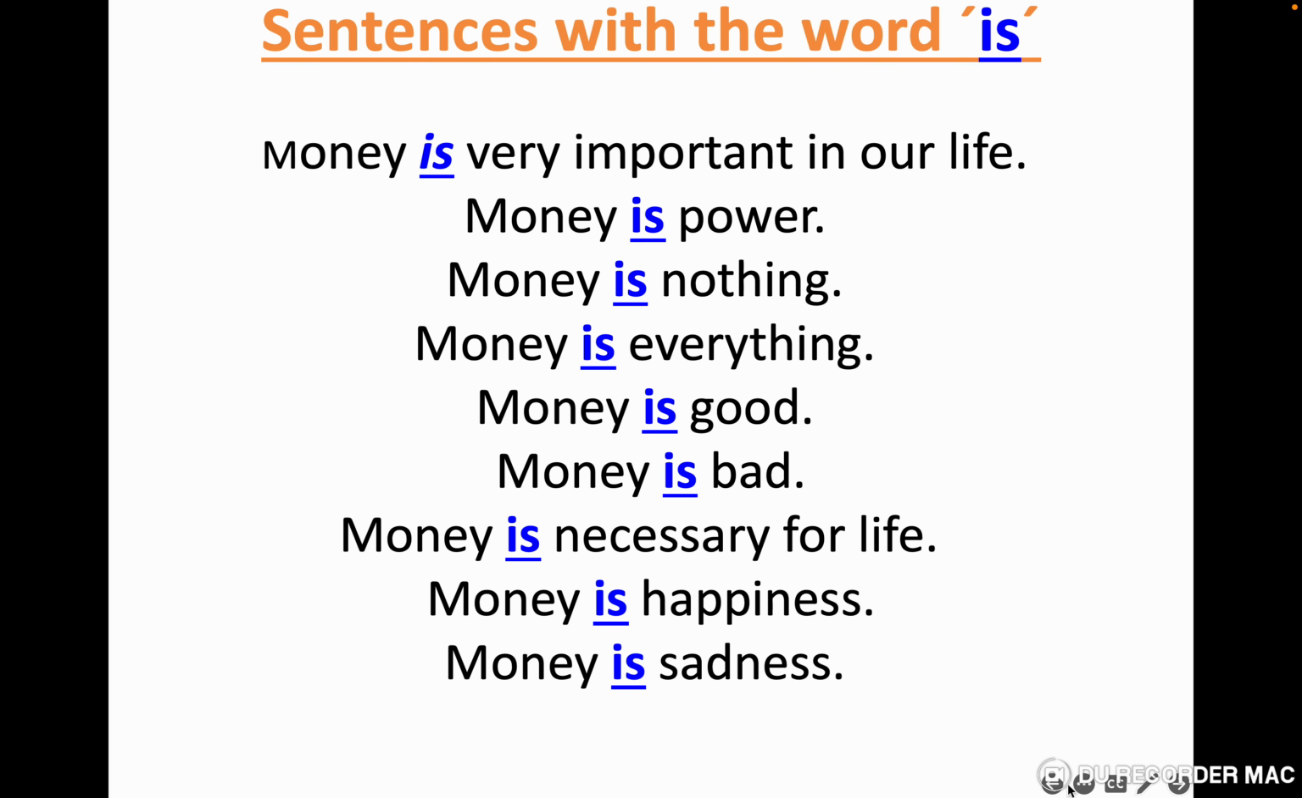So here we have the word money, and we want to make a sentence. We are going to make money, of course, in the future. So all of us are going to make money. Everyone by the way he wants to make money. Everyone has his own way to make money. So money is very important in our life. This is the sentence. And the second sentence, money is power. And the third sentence, money is nothing. The fourth one, money is everything.